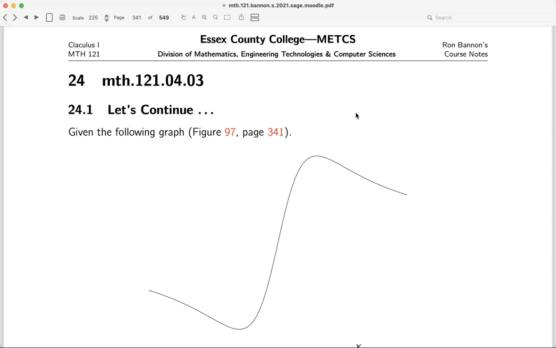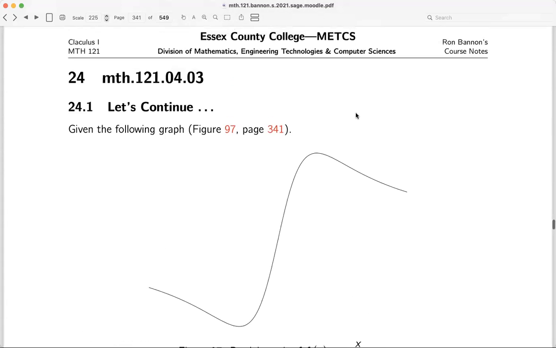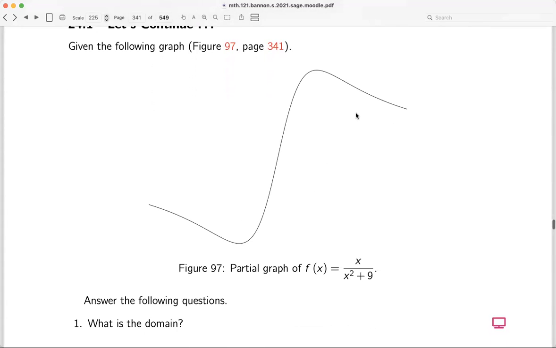Okay, we're in section 24 of the notes, basically a continuation of 23. Certainly we'll look through this. I see an image initially with the function written down over here. My suspicion is they're going to ask questions about this function and that image. What kind of questions are they going to ask?